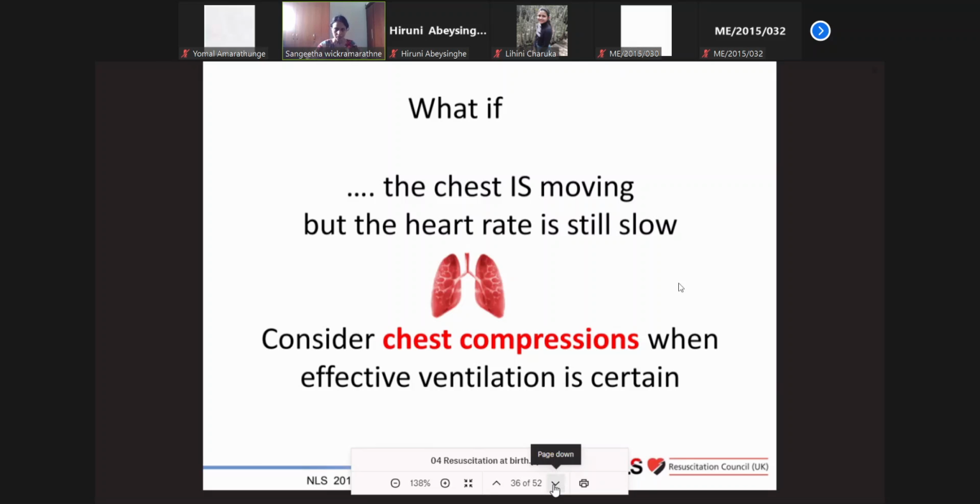You will have to practice how to give chest compressions. The ratio will be 3 chest compressions to 1 ventilation breath. 3 chest compressions, 1 ventilation breath, right? 1 and 2 and 3 and squeeze 1. 1 and 2 and 3 and squeeze 2. 1 and 2 and 3 and squeeze 3. Like that, squeeze 15 is called 1 cycle, right?